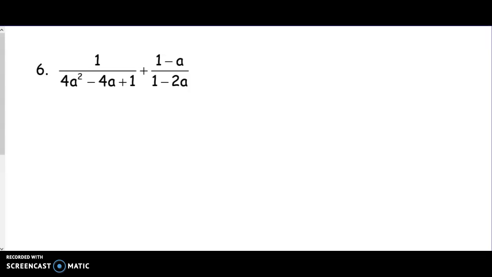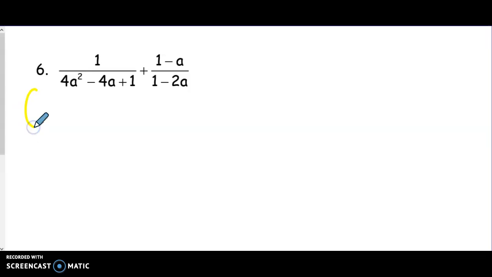All right, number 6, need a common denominator. Once again, if you want to multiply these two, that would work. Multiply that diagonal. Let's try factoring first, see if they have common factors so that we can introduce less number of terms.